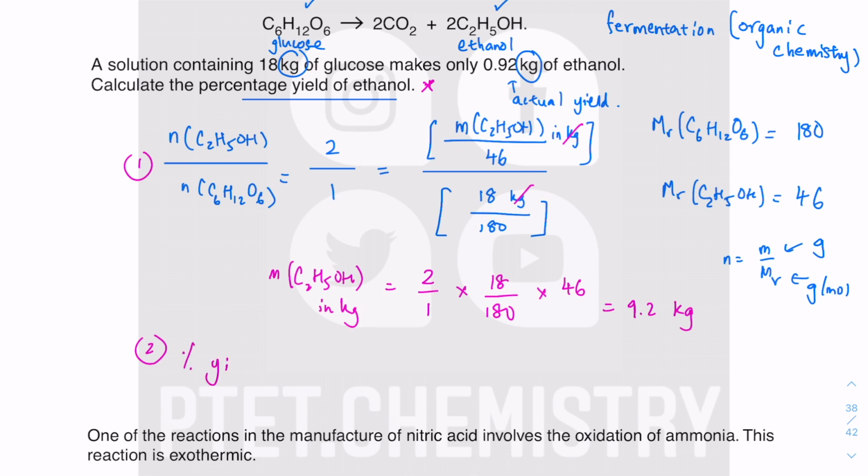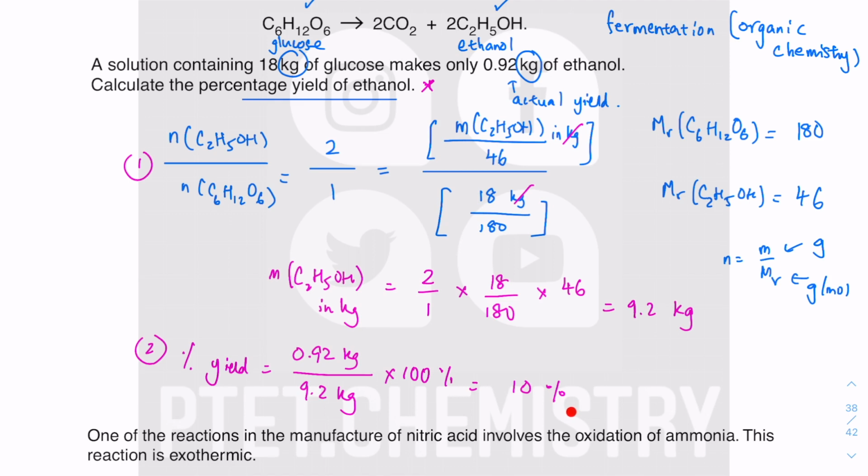So percentage yield means how much you actually get, which is 0.92 kilogram, versus how much you expect to get from the balanced equation based on the stoichiometry, based on the mole ratio. You expect to get 9.2 kilogram. So the yield is not very good here. You expect 9.2 kilogram, but you only get 0.92, which means this is a 10% yield. There's only 10% yield. Very, very poor reaction.